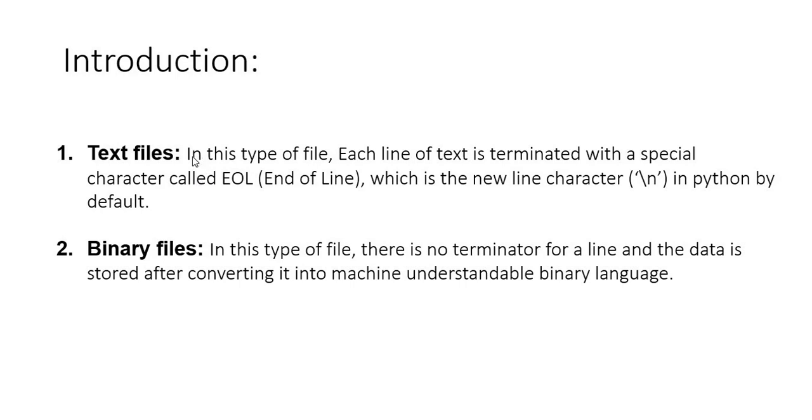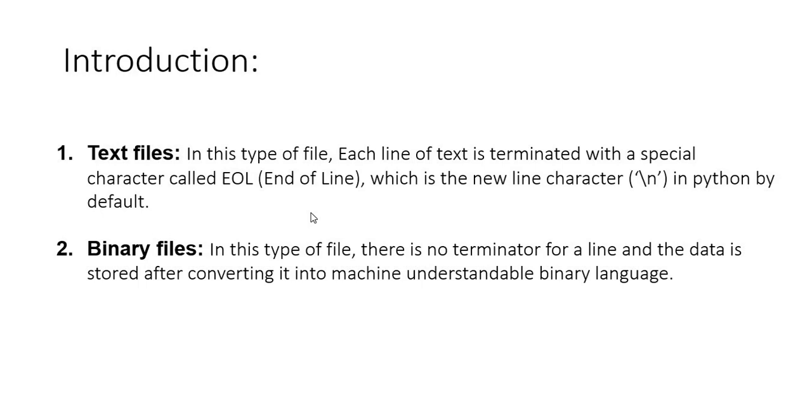Text files are of two types. One is a simple text file and one is a binary text file. In the first type, each line of text is terminated with a special character called EOL, end of line. \n is the special character using which we separate each line of text. The second is the binary file, which is a machine-understandable language that our computer can understand, in the form of 0 and 1. Both these files come in the category of text files. We deal with both in Python, and all other languages also allow us to deal with them. Till here was the introduction of what text files are.